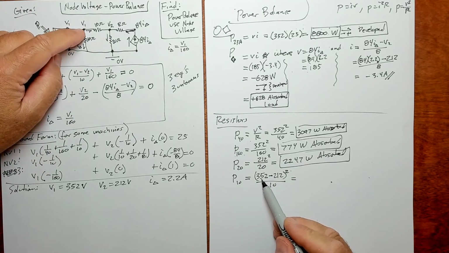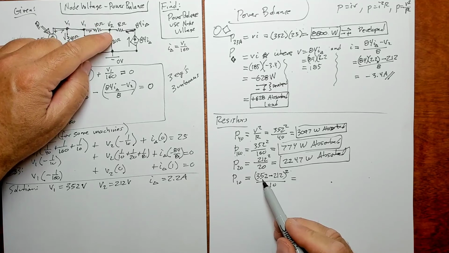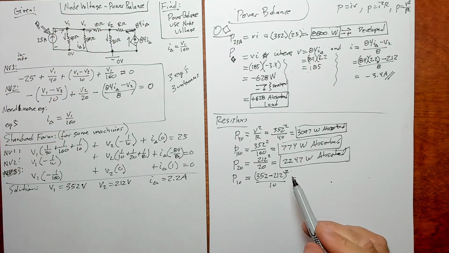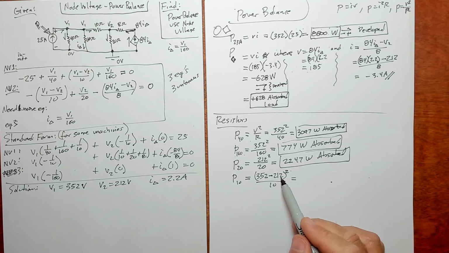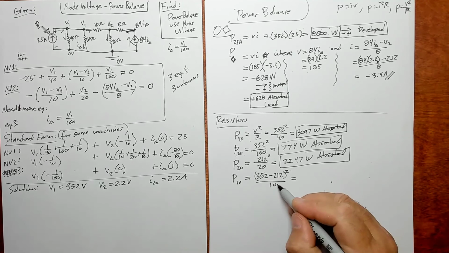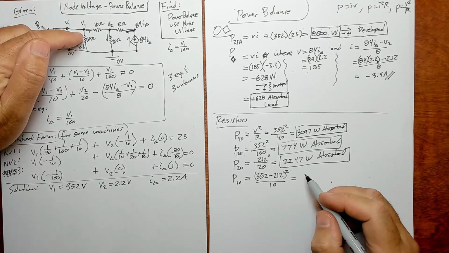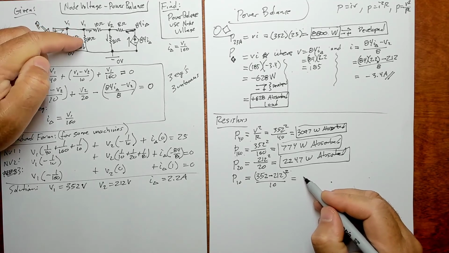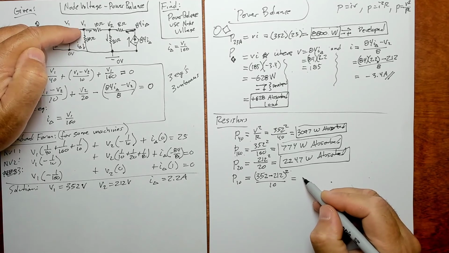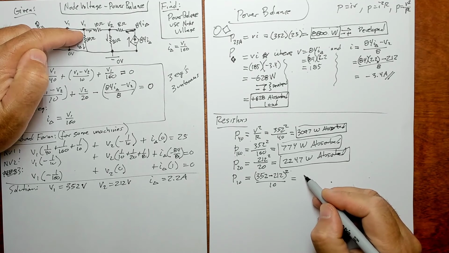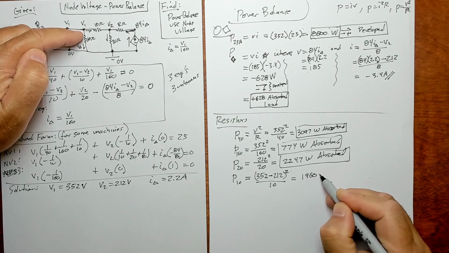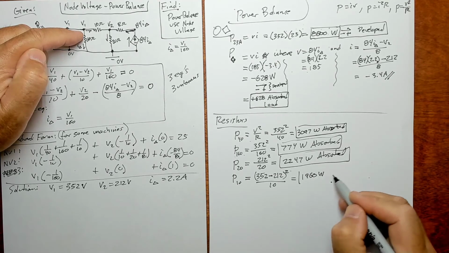Look, I'm using the high voltage over here minus the low voltage. It doesn't really matter because we're squaring it. If we flipped these around it would be a negative value, and we're squaring it, so it doesn't matter. Which is just an interesting thing having to do with power. But anyway, what's the answer? This is 1960 watts absorbed.